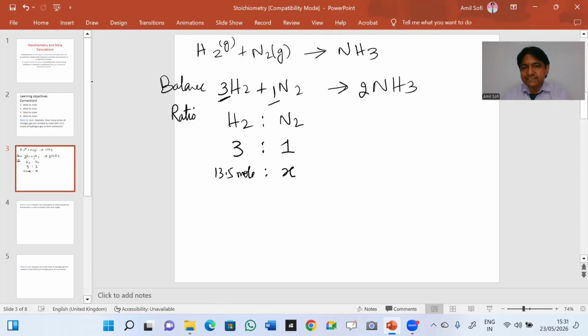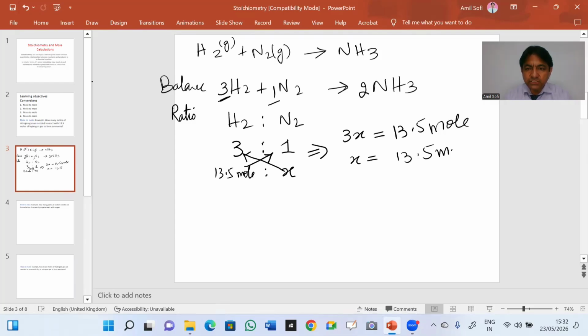So now what is the next step I should do? Let's cross multiply. Here, X into 3, that would be 3X. And 1 into 13.5 mole, so that would be 13.5 mole. So now the value of X is equal to 13.5 mole divided by 3. So finally I will get 4.5 moles.